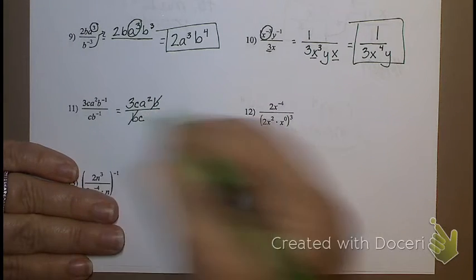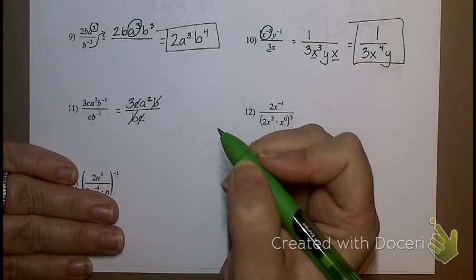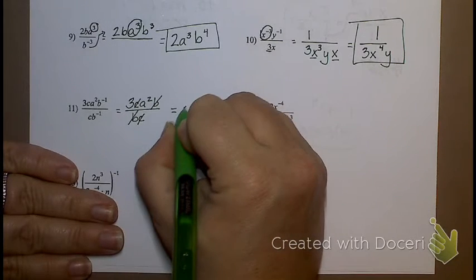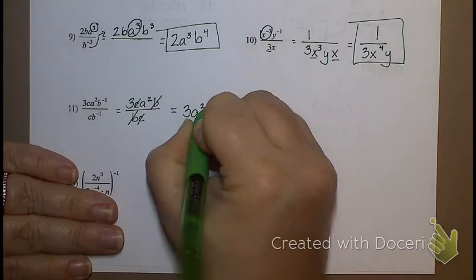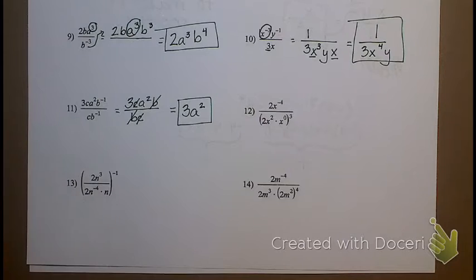So let's see, what can I cancel? A, B, and a C? Yes? So what am I left with? 3a squared on the top. Do I need to put over 1? No, I only need to put the 1 if it's on the top.